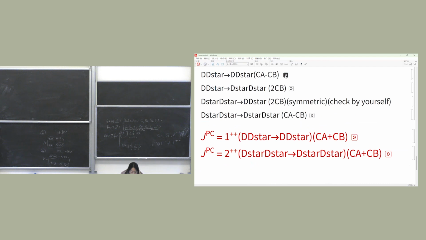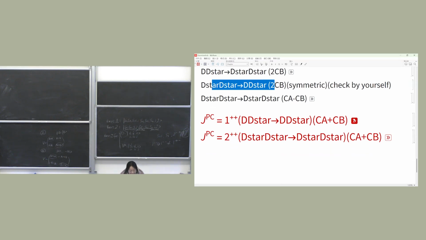And for this case, I didn't write anything. If you are interested, you can copy this note and go back to your home or school and write it by yourself to check if you really understand these things.